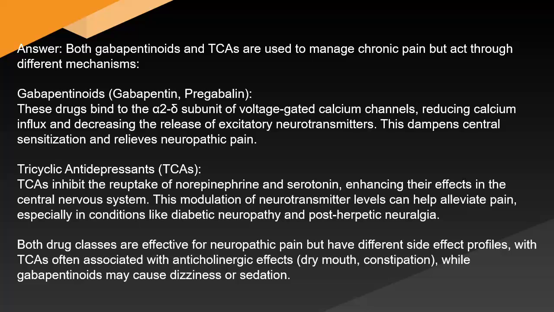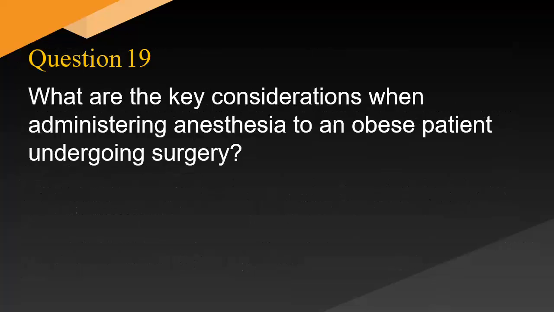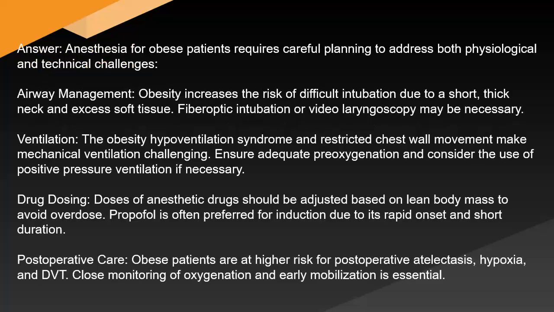Both drug classes are effective for neuropathic pain but have different side effect profiles, with TCAs often associated with anticholinergic effects, dry mouth, constipation, while gabapentinoids may cause dizziness or sedation. What are the key considerations when administering anesthesia to an obese patient undergoing surgery? Answer: anesthesia for obese patients requires careful planning to address both physiological and technical challenges.